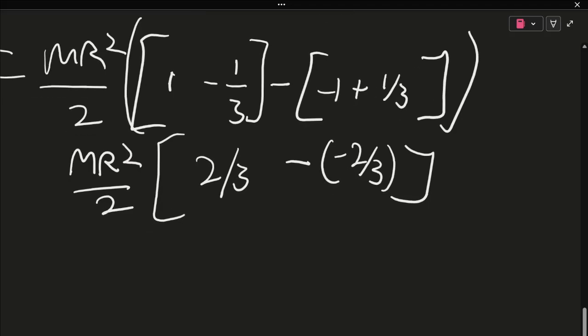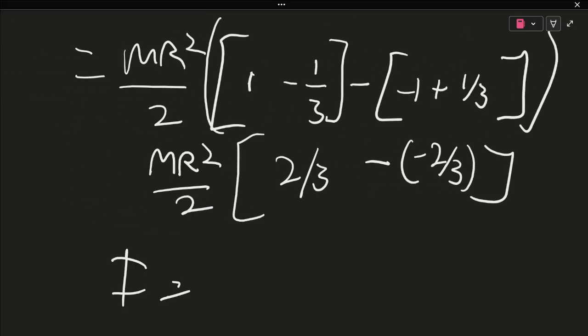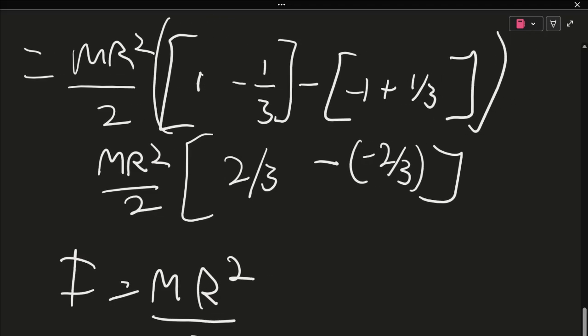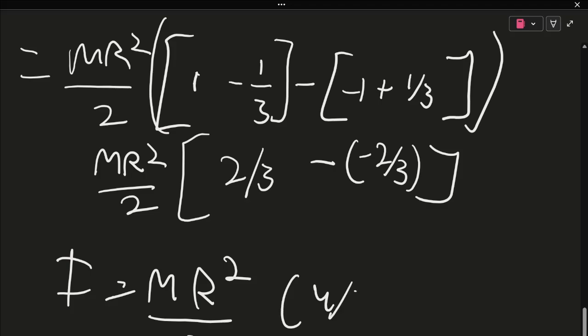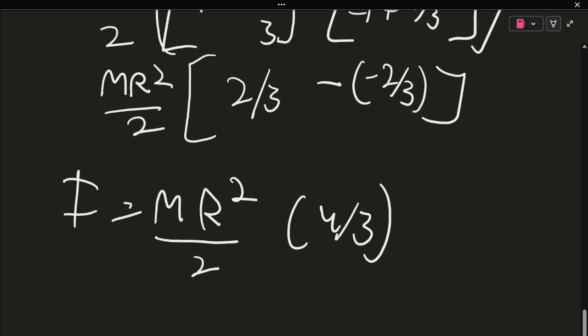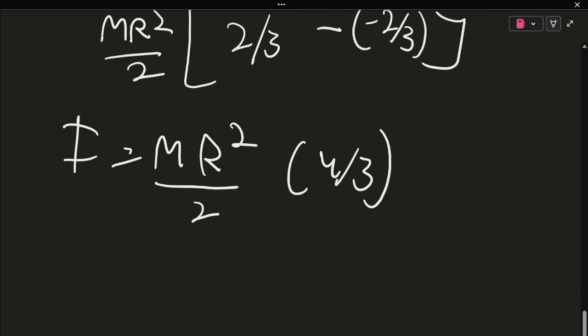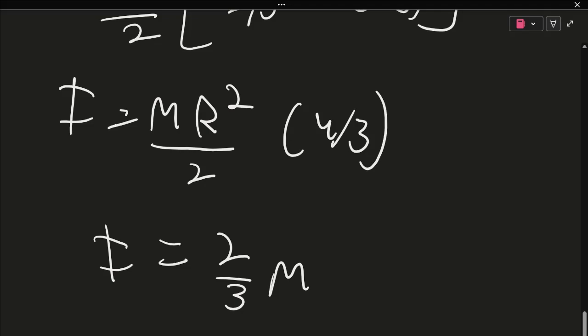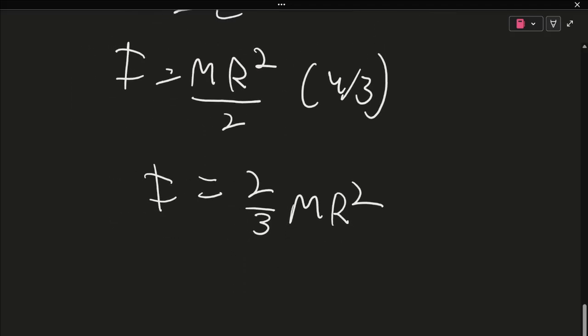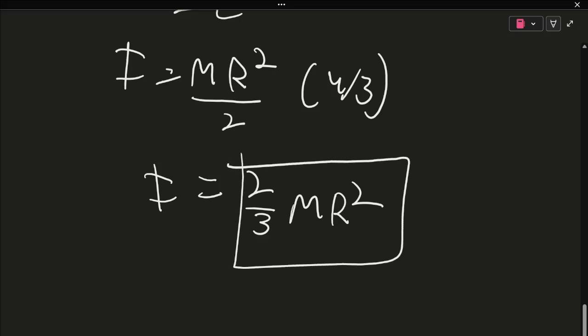And now this turns into I is equal to mass times the radius squared over 2 times 4/3. We can divide out our 2 and we get I is equal to 2/3 mass times radius squared. So the moment of inertia of a spherical shell is going to be 2/3 mass times your radius squared.